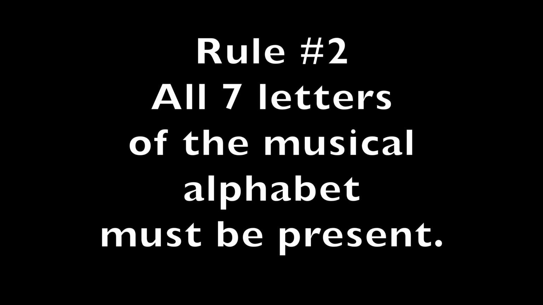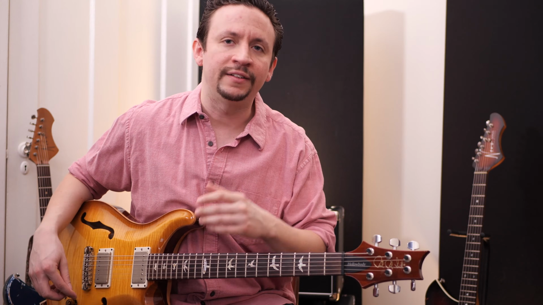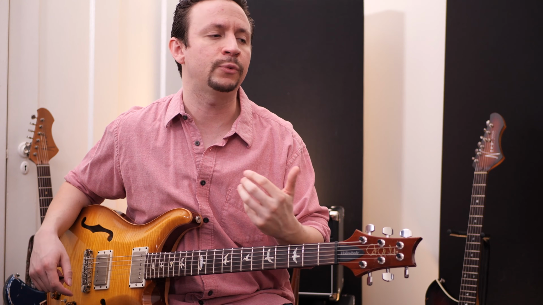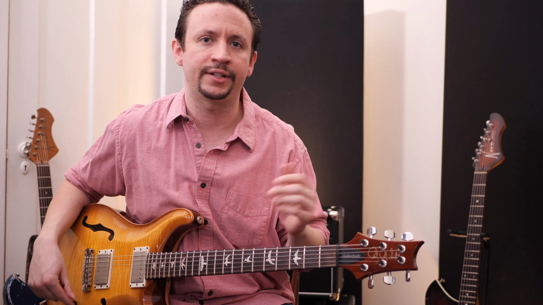So rule number 2 is that all 7 letters of the alphabet have to be present. When we're figuring out the scales, it's really important that every letter of our musical alphabet is involved. So we can't skip over any of those letters.